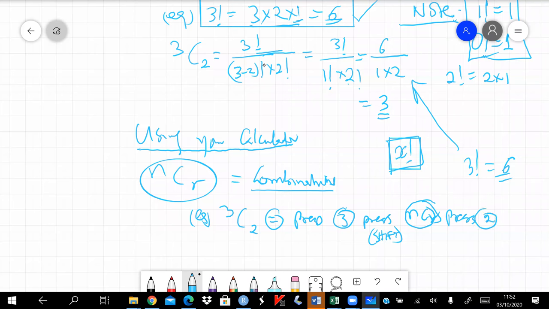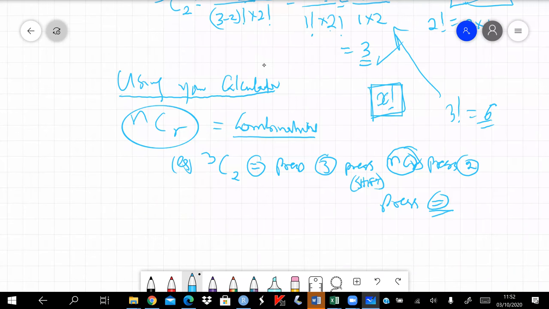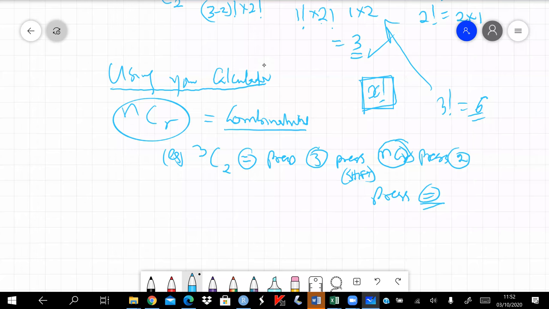Then you press 2. Then after that, you press the equal sign. You should be able to get the answer, which we got here as 3. So basically, in this class, we shall be using the calculator to find different kinds of combinations. So I want you to try this.